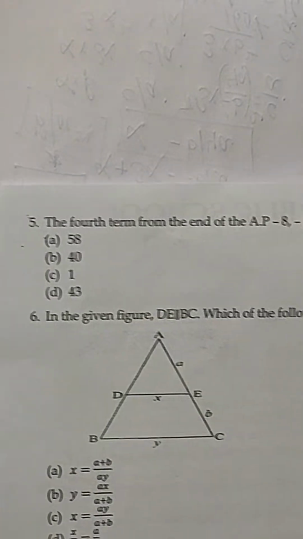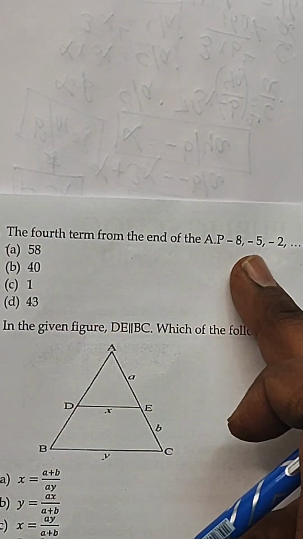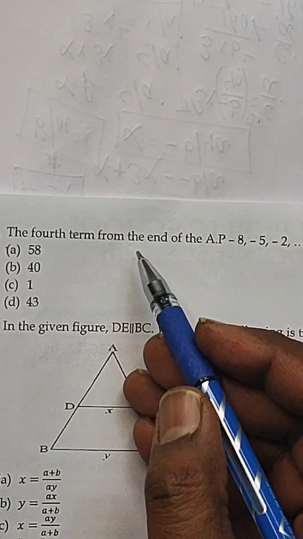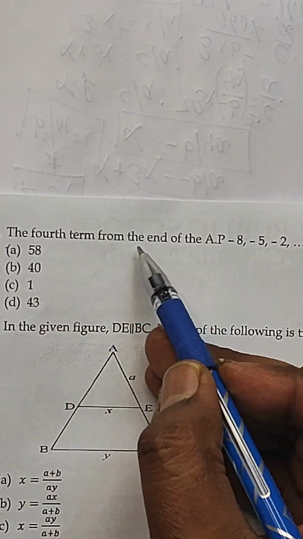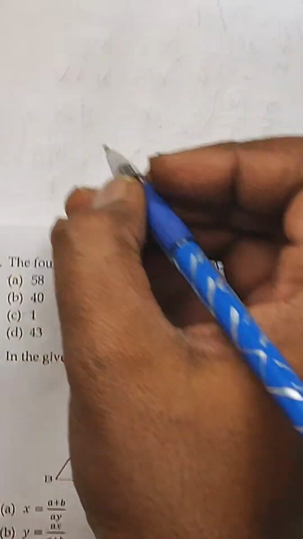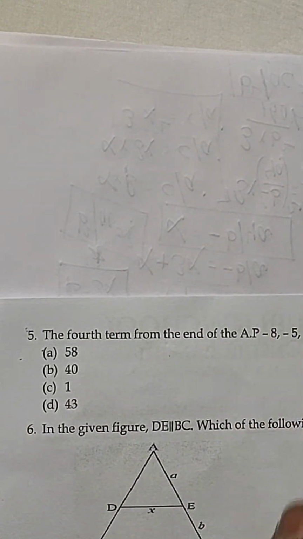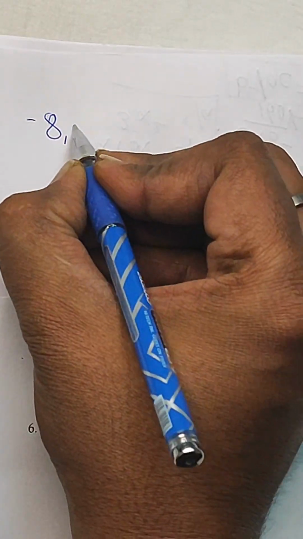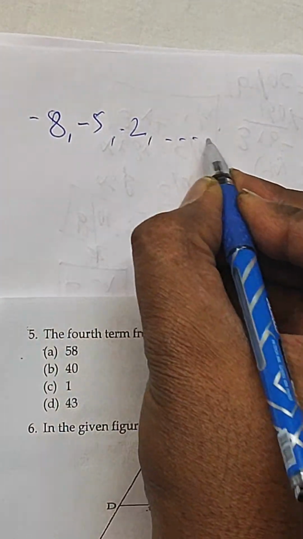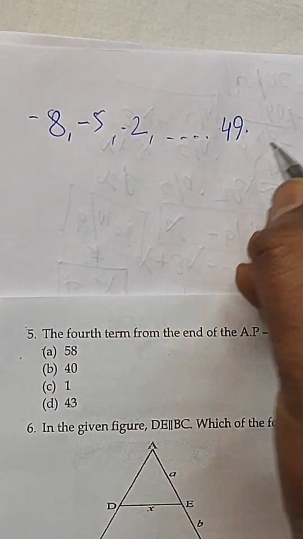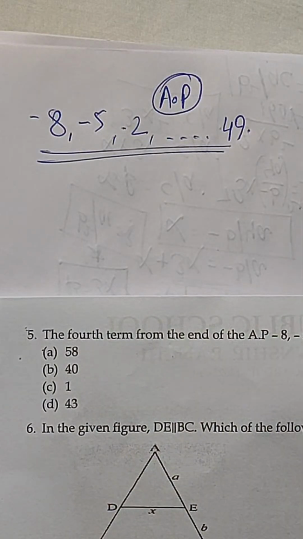Yes. The series to us is minus 8, minus 5, minus 2, dot till 49. Just read out the question very properly, my dear friends. The fourth term from the end, mind it. So the AP to us is minus 8, minus 5, minus 2, dot till 49. This is the series of AP to us. This is an AP.